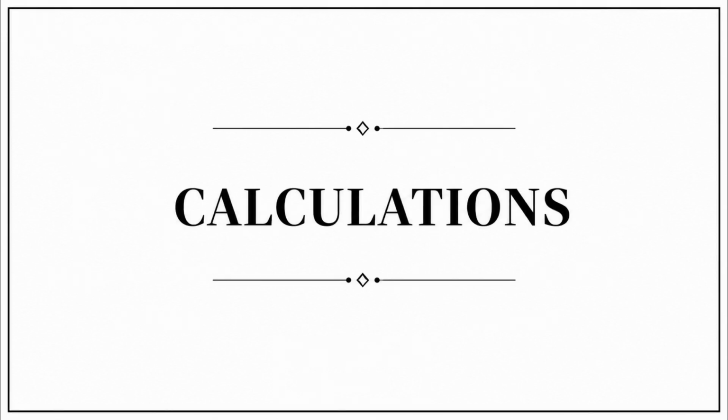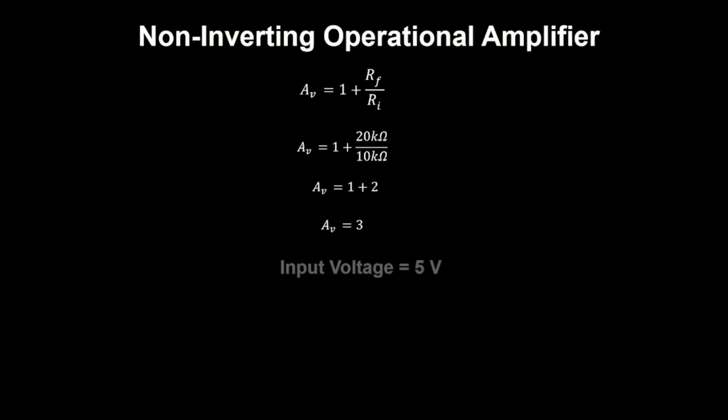Let's begin with the calculations and find the values of our components that we are going to apply in the schematic. First of all, the non-inverting amplifier gain formula is Av = 1 + Rf/Ri. Then we'll put 20 kilo ohms as the feedback resistance and 10 kilo ohms as the input resistance. Then ultimately we are going to have a gain of 3.